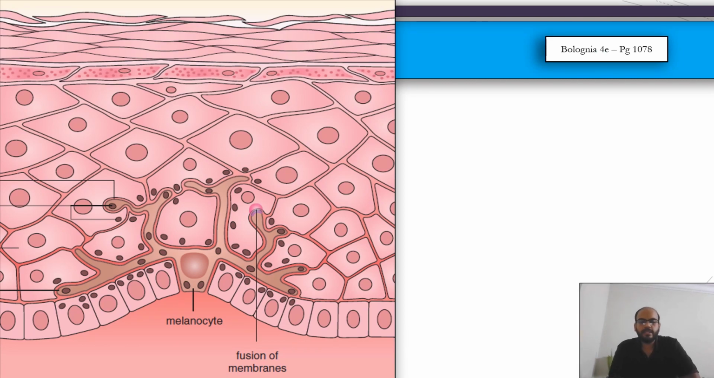So here you can see an epidermal melanin unit. This is the melanocyte, and it is attached to various adjacent keratinocytes, and it is slowly transporting melanosomes inside those keratinocytes. Are we clear? Now we have learned about the melanocyte, about melanosomes, about the formation of melanin, and about the transportation of melanin inside the keratinocyte. Let's move forward.